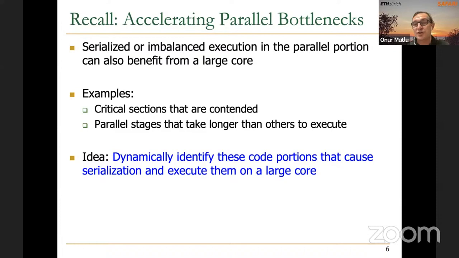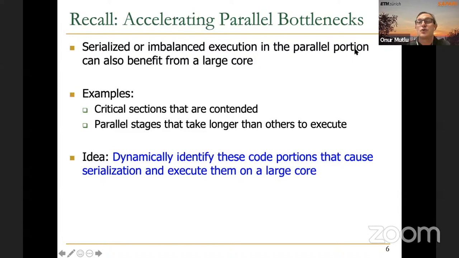But there may be cases where they don't work as well. As a result, your performance with the large core may not be as high as you expect, may not be higher than the small core. This means that perhaps if you really want to accelerate a serial bottleneck, you really need to tailor the core to the bottleneck that you are looking at.